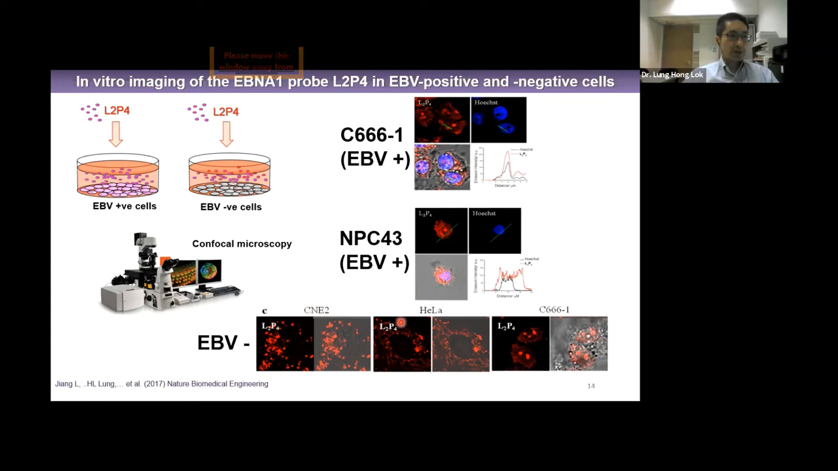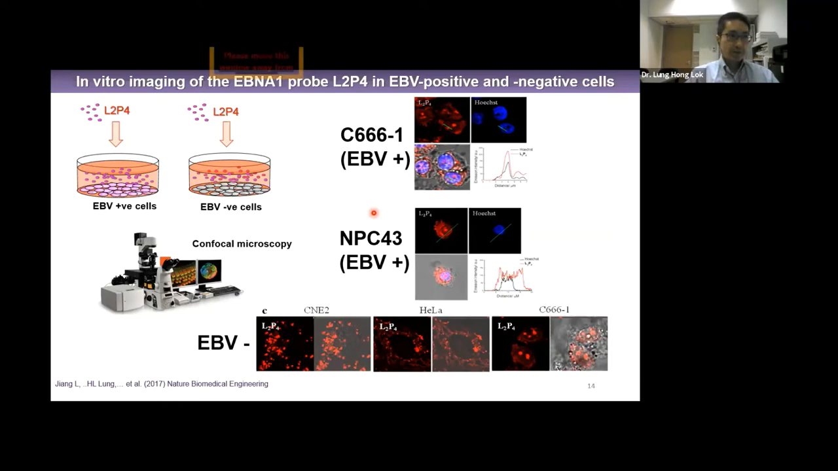On the other hand, in the EBV positive cells, the blue fluorescence this time represents the nuclear dye, just to localize the location of the cell nucleus. But this time you can see some signals emitted in the nucleus. For both C6661 and MPC3, you see quite obvious nuclear signals. So that means the addition of the NLS can significantly enhance the nuclear permeability of L2P4. So that's good.